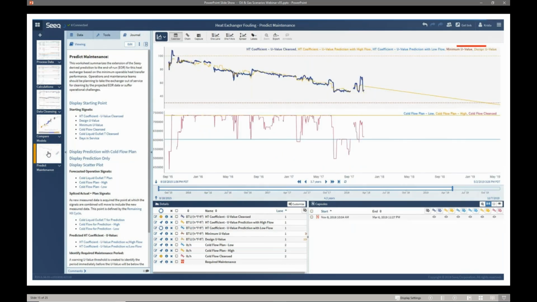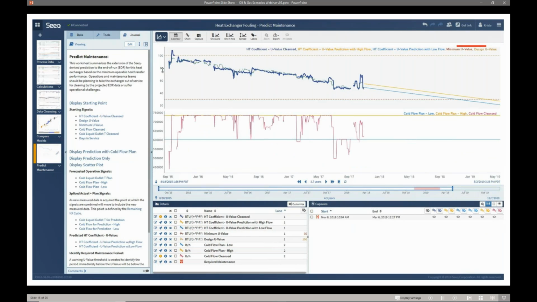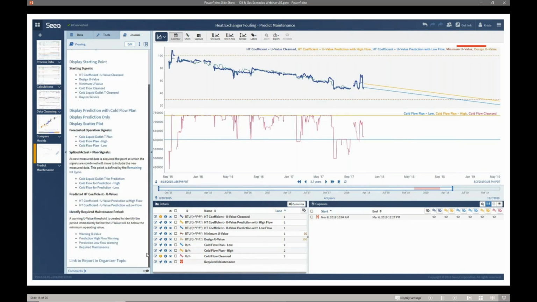I've now brought up a display where I have my heat transfer coefficient, and I've predicted it into the future for 2 scenarios: 1, a high cold liquid flow rate, and 2, a low cold liquid flow rate, as you see in the gold and the blue. This gives me an idea of the impact of my operating conditions on my maintenance prediction. I've highlighted that with a capsule, and down in the lower right hand corner I can see that my range is from November through March when I need to take this offline, depending on how I operate my equipment.